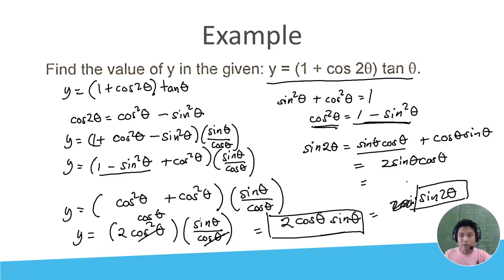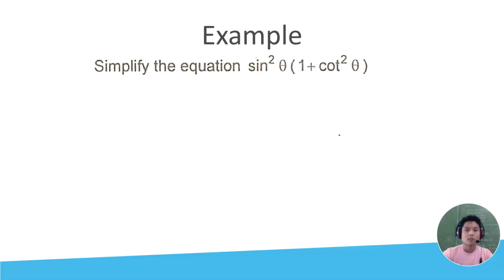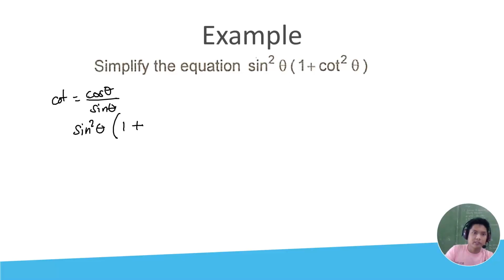So it's easier to evaluate the value for y if the angle is given. Next, simplify the equation: sine squared theta times (1 plus cotangent squared theta). So as you can recall, cotangent is equivalent to cosine theta over sine theta. So if we have sine squared theta times 1 plus cotangent squared theta, when we determine the square of this, it is also equivalent to cosine squared theta over sine squared theta.